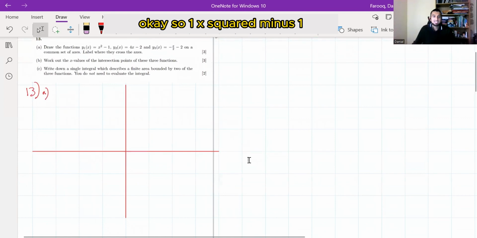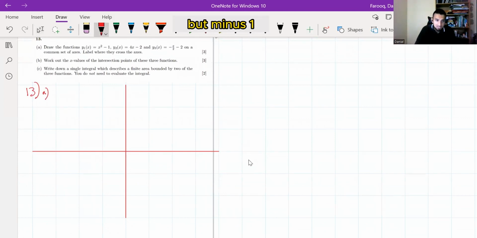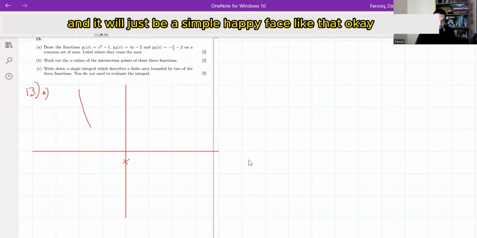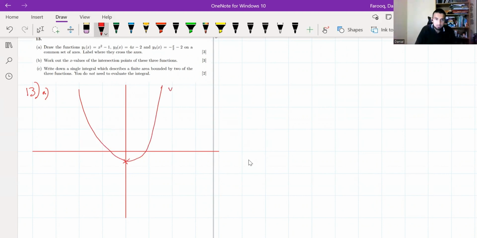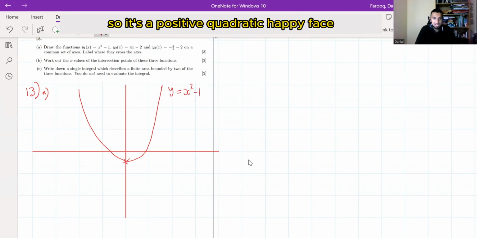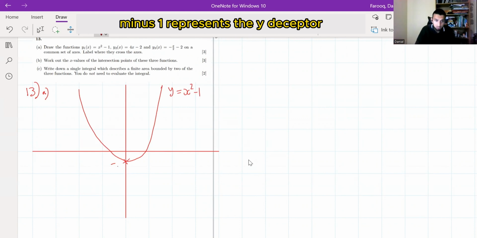Okay, so we want x squared minus 1. So x squared minus 1 is a happy face, but minus 1. Okay, so we'll make that half a box, and it will just be a simple happy face like that. Okay, that would be y equals x squared minus 1. So it's a positive quadratic happy face. The minus 1 represents the y-intercept here, which will be minus 1.